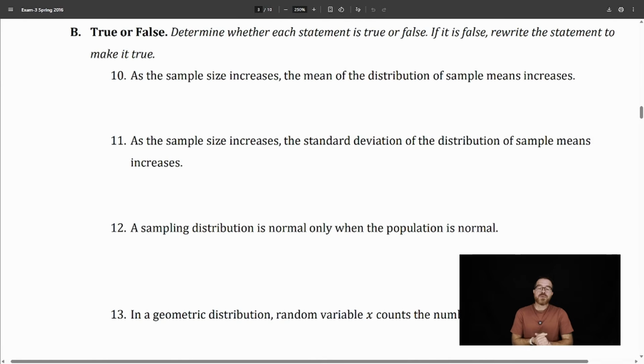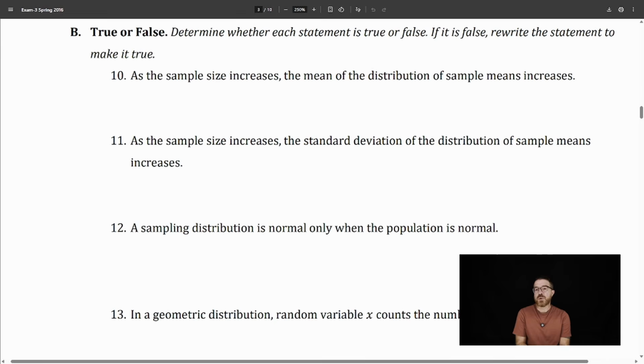For part B, we're going to do some true or false questions. We're going to determine whether each statement is true or false, and if it's false, we're going to rewrite the statement to make it true. So number 10 says, as the sample size increases, the mean of the distribution of sample means increases.